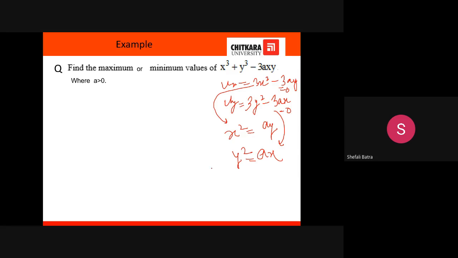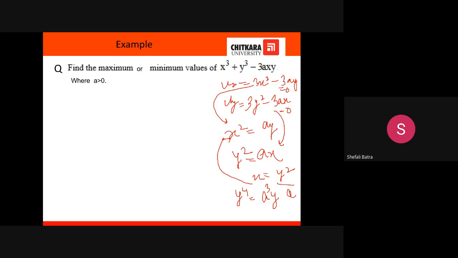And then you need to solve it. So how do we solve it? You can get the value of x from here and put it here. So what is x? x is equal to y square upon a. So now put this equation over here. So you will be getting here y power 4 is equal to a cube into y. Right?